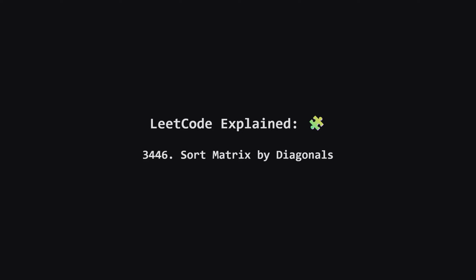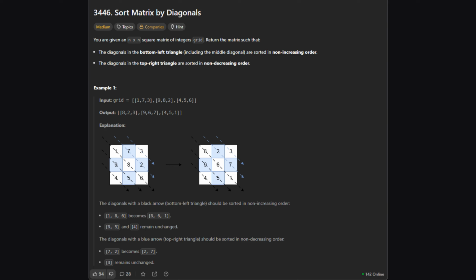Hey everyone and welcome! Today we're tackling a fun matrix problem called sort matrix by diagonals. It sounds a little intimidating, but we're going to break it down step by step. The goal is to make sense of how to identify and sort these diagonals. Let's get started. Alright, here's the official problem description.